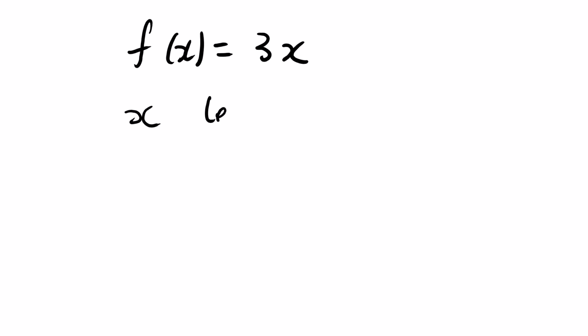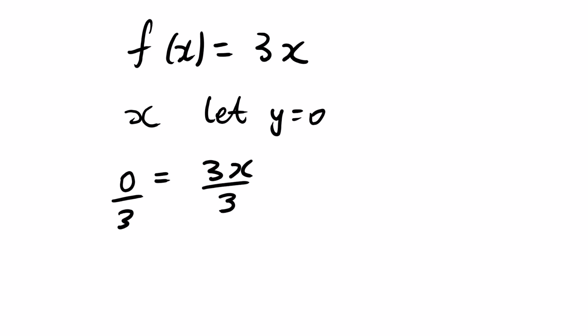To solve for x, we let y be 0. So we have 0 equals 3x. We divide both sides by 3. x equals 0 divided by any number, and the answer is 0. So the first point is 0 maps 0.